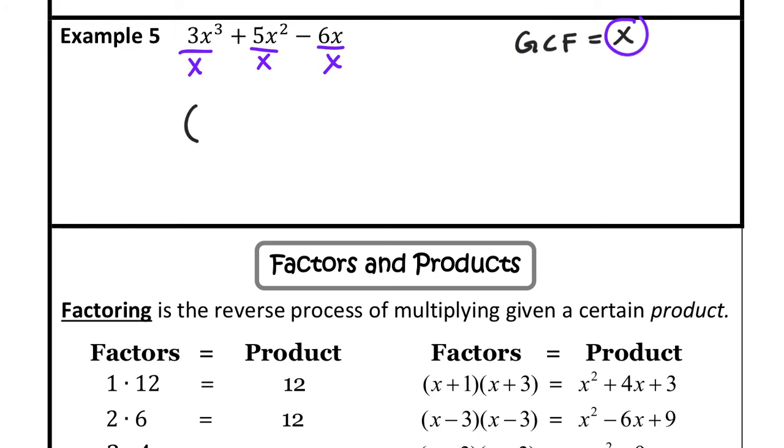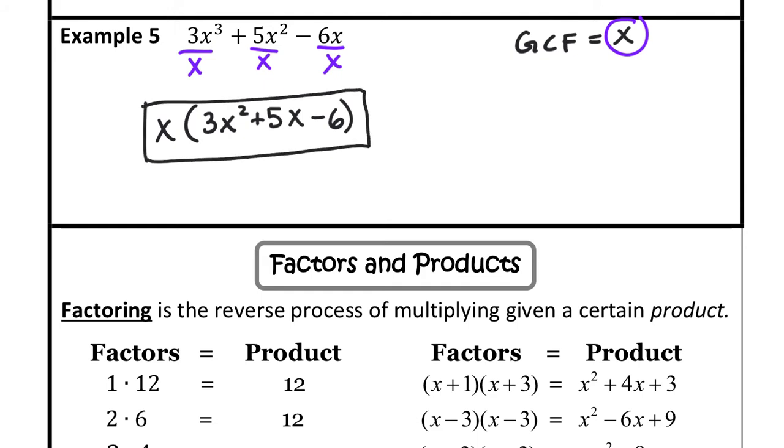So I'm going to set up my parentheses and put the GCF in the front. And then divide. 3x to the third divided by x is going to leave me with 3x squared. Right? If I have 3 x's and then I cancel 1, that leaves me with 2 x's. Then I'm going to have positive 5x squared divided by x, which is going to leave me with an x, minus 6. X divided by x cancels and leaves me with 1. Okay.